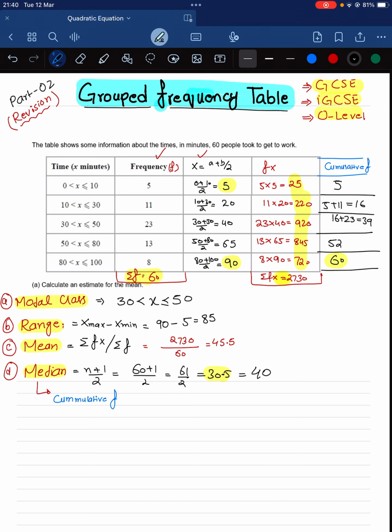So we have found out the mean, median, range, and in the next video we will learn how to draw the cumulative frequency curve, or if we already have the cumulative frequency curve, then how to extract the quartiles, lower quartile, upper quartile, and all of those things.